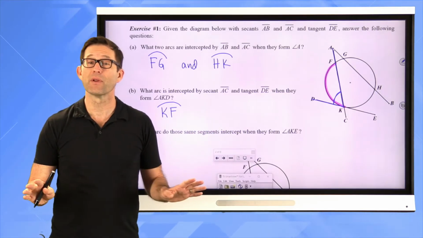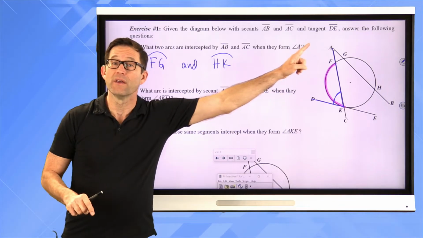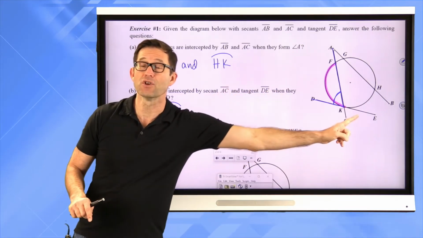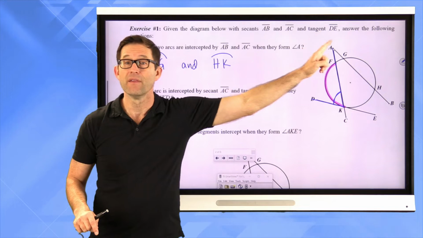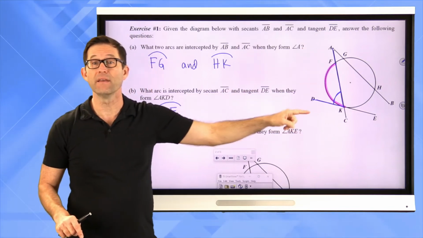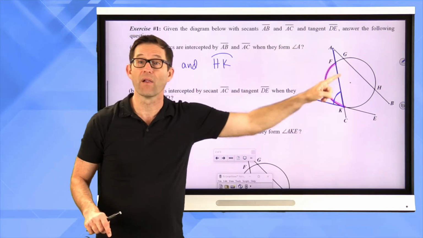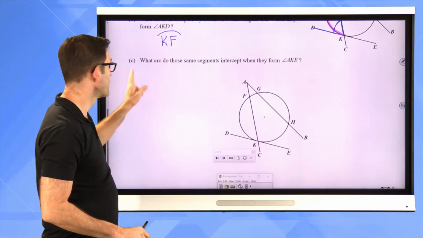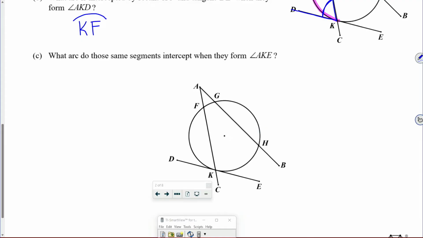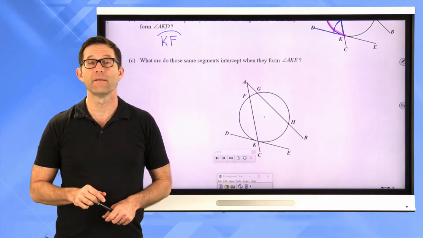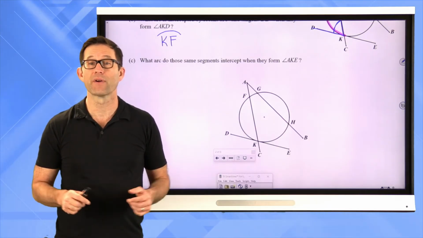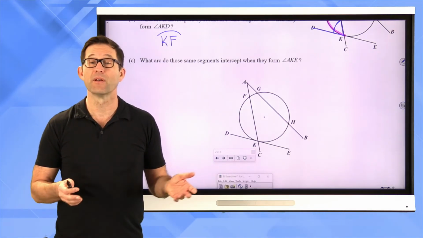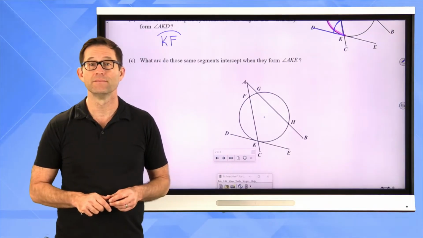Okay, simple enough. Now, of course, this line and this tangent actually create two angles. They create angle AKD, but they also create angle AKE. So let's take a look at letter C. What arc do those same segments intercept when they form angle AKE? Why don't you go ahead and pause the video now and see if you can figure out what arc is intercepted by that particular angle.